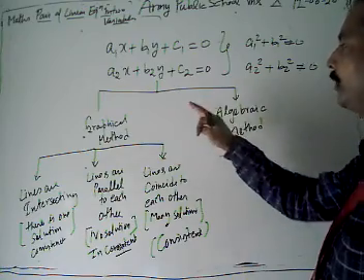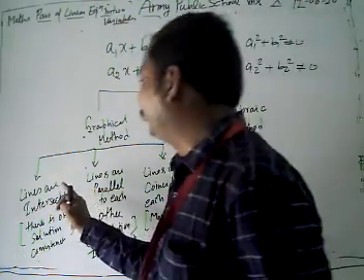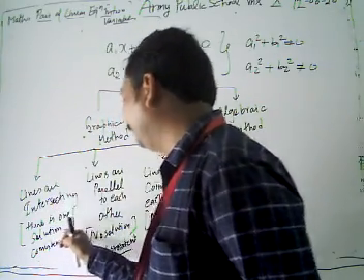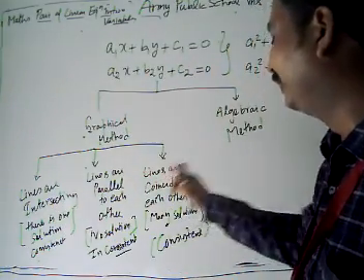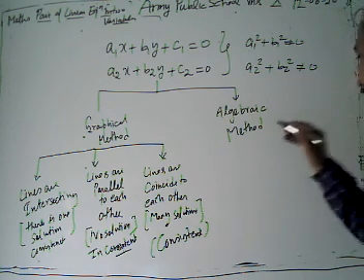Then we have two types of solution methods: graphical method and algebraic method. In graphical, we have lines intersecting, lines parallel, and lines coinciding. When we talk about solving by the algebraic method, what do we have?